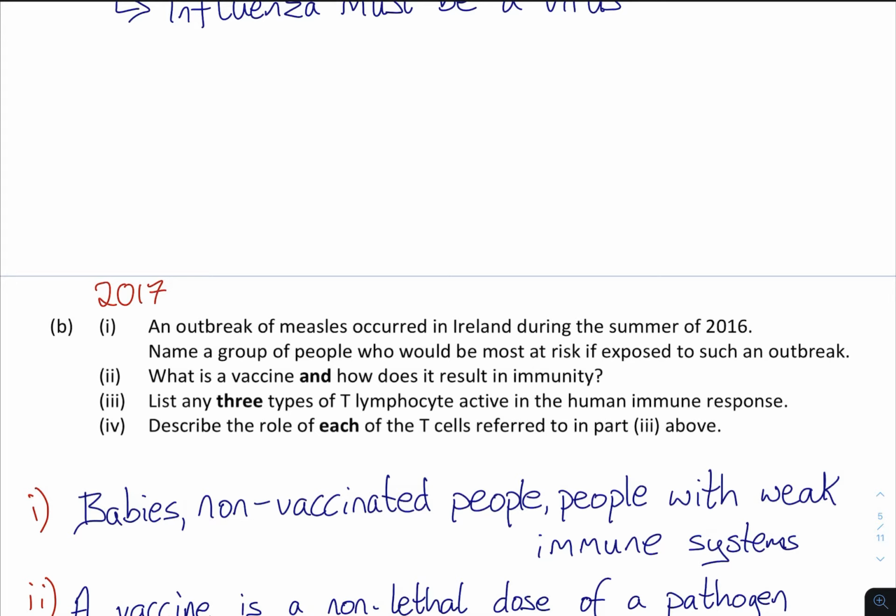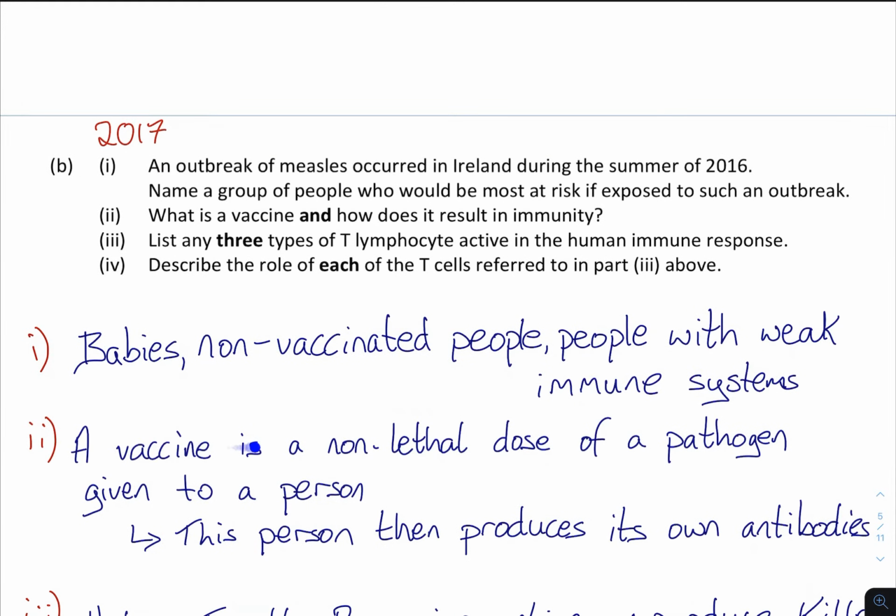What is a vaccine, and how does it result in immunity? A vaccine is, as we said, active immunity, so it is a non-lethal dose of a pathogen, and this causes the person to produce their own antibodies. We're seeing this answer come up again and again.